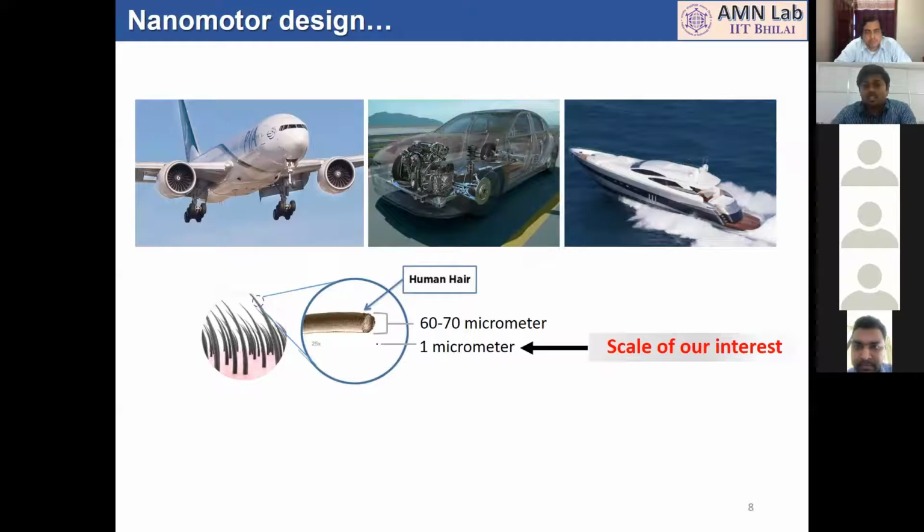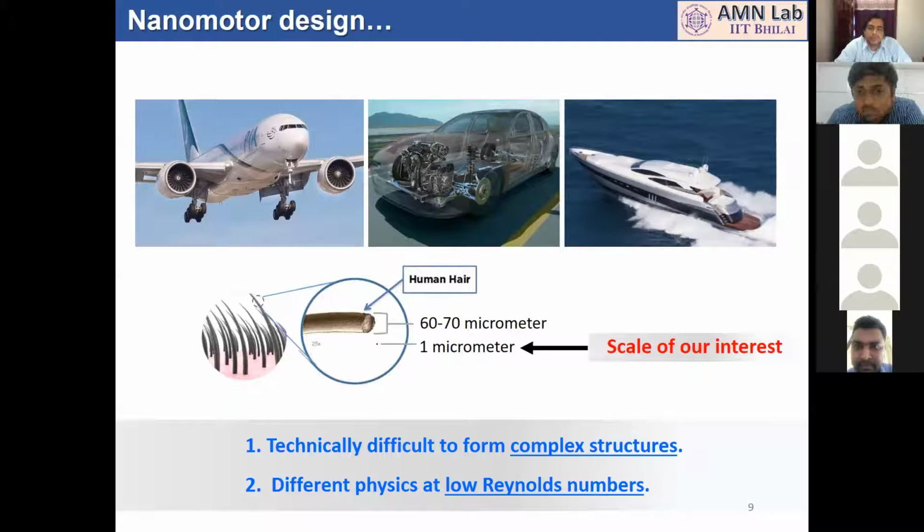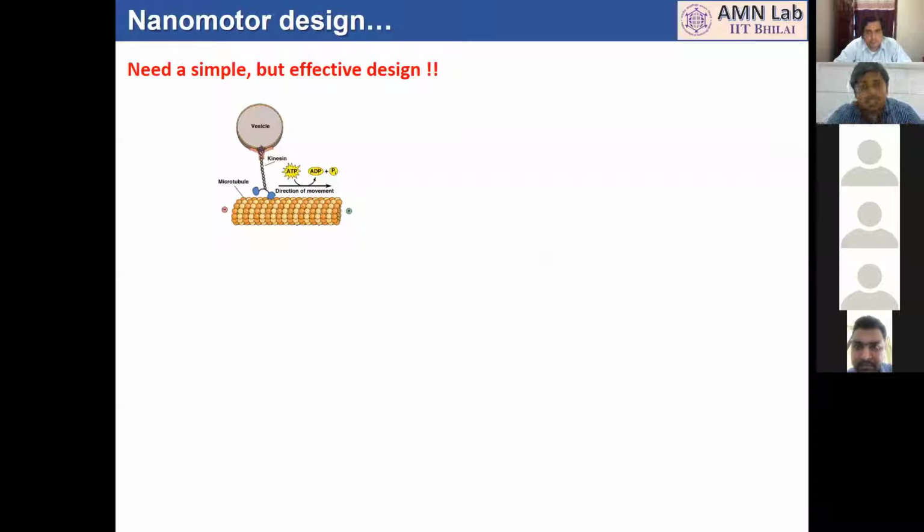There are other reasons from the physics point of view, like the low Reynolds number problem and complex structure, etc. I am not going into those details. The simple thing is we don't have the technology to fabricate the existing motors at such a small length scale. So in principle, here we need some technology that is very simple yet very effective to provide motion at the nanoscale. An example that comes to my mind is something like a protein motor.